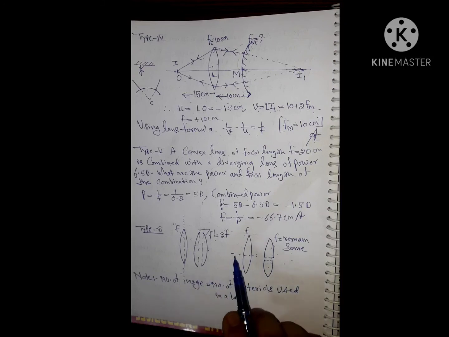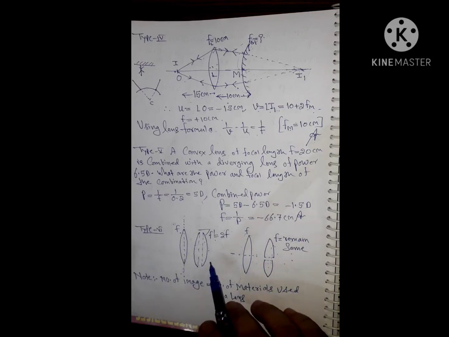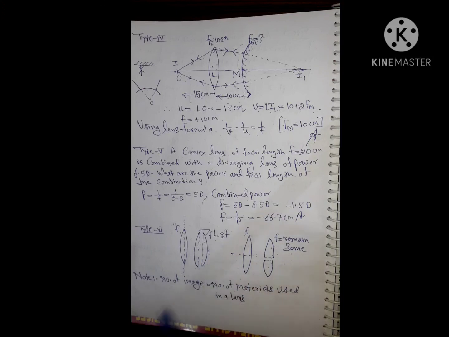Next, if there is one lens, the image will form only once. If a single lens is there, but the number of materials used is n, then n images will form, because the number of images depends on the number of materials used in the lens.